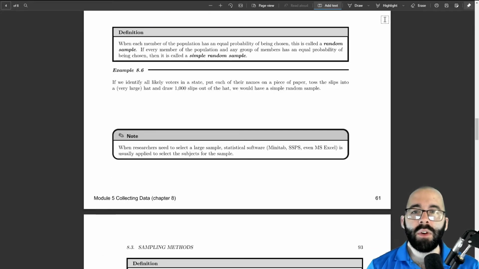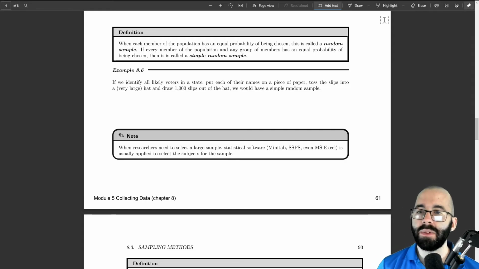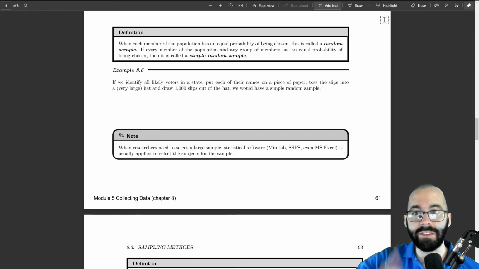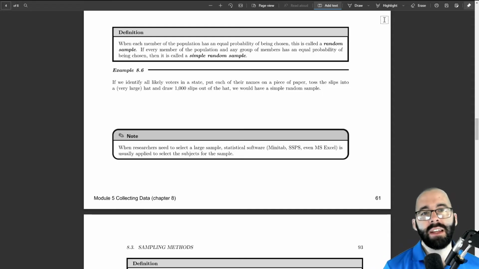When each member of the population has an equal probability of being chosen, this is called a random sample. Equal probability, random sample. Random samples, a lot of times, are nice. If every member of the population and any group of members has an equal probability of being chosen, then it's called a simple random sample. Every member of the population, equal probability: random sample.